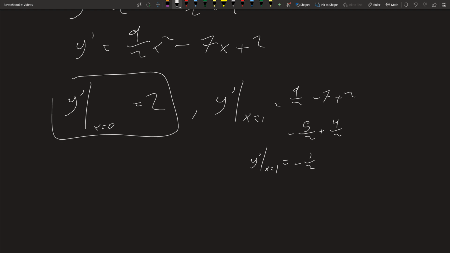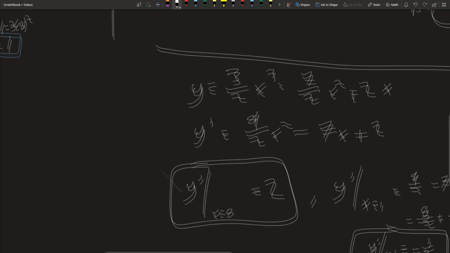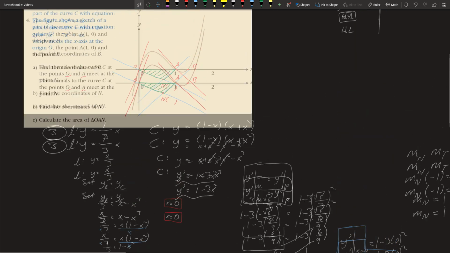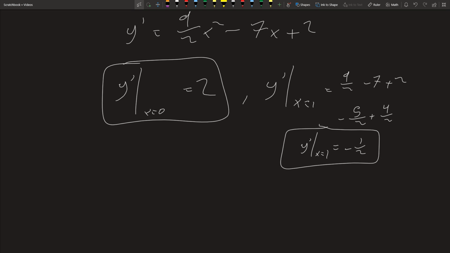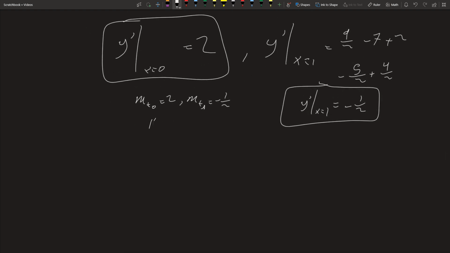Now, what do they even mean? We found those two values at points O and A. They mean the slope of the tangent, right? So we found that the slope of the tangent at O is equal to 2, and the slope of the tangent at A is equal to negative half. That means that the slope of the normal at O is the negative reciprocal, which is negative half. We say 2, negate it, and reciprocate. And then the slope of the normal at A is equal to 2, right?